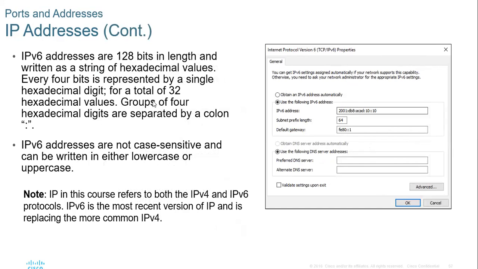So as I told, IPv6 is 128 bits in length and written as a string of hexadecimal values. Every 4 bits is represented by a single hexadecimal digit, for a total of 32 hexadecimal values. Groups of 4 hexadecimal digits are separated by a colon. IPv6 addresses are not case sensitive and can be written in either lowercase or uppercase. This is an example of IPv6 addressing.